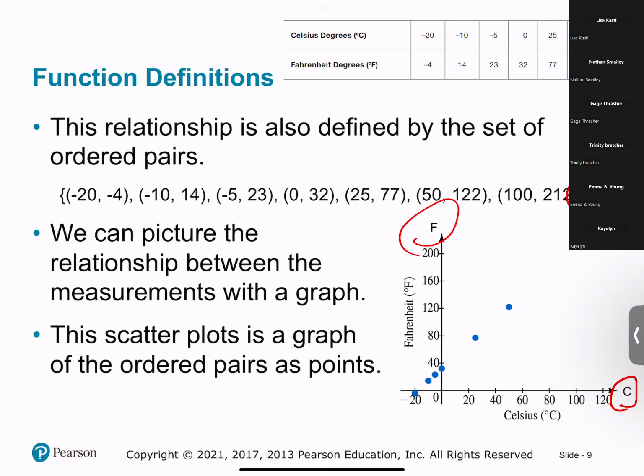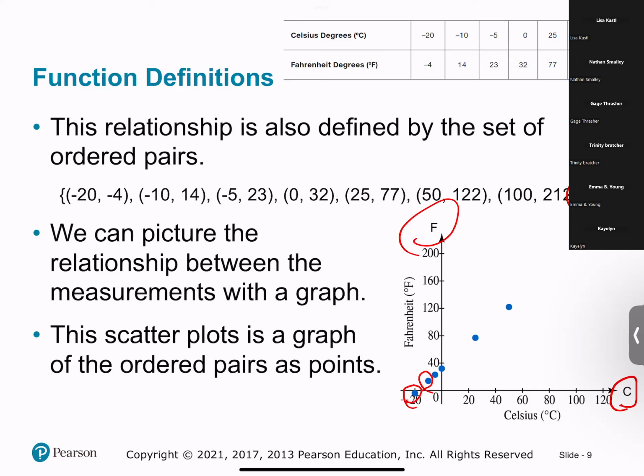And then we have negative 10, 14. So we're going to go 10 to the left, and then 14 is positive, so we're going to go up. And that's the second point here. At this point, and this point, and then we have what? Negative, I can't see it because I don't have my glasses on. Negative 5, 23. So we're going to go 5 to the left and 23 up.